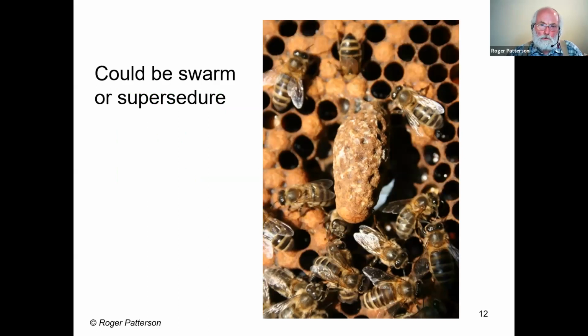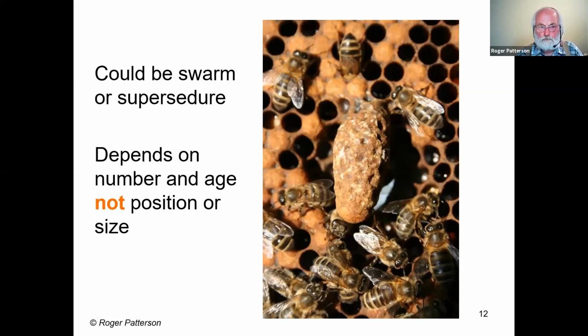This here, what sort of swarm queen cell is that? Well, it's come from a cup, so it could be a swarm or a supersedure individually. It's what's going on around it which will tell you what it is. So it depends on the number. So three or less, it'll be supersedure.